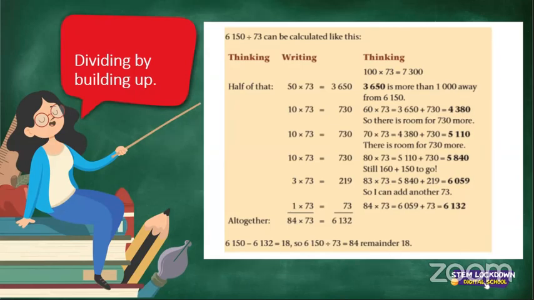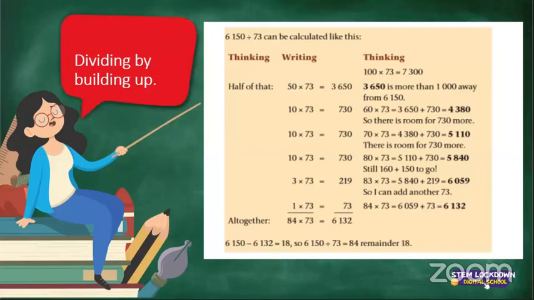Or sorry, what is half of 100 multiplied by 73, right? So you write 50 multiplied by 73. Your answer will be 3,650. That's half of that multiple of 100, right? So 3,650 is more than 1,000 away from 6,150, right? And then you write another multiple.